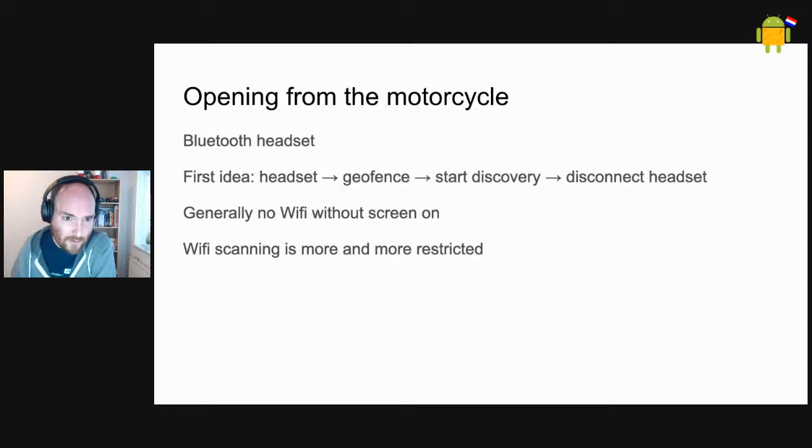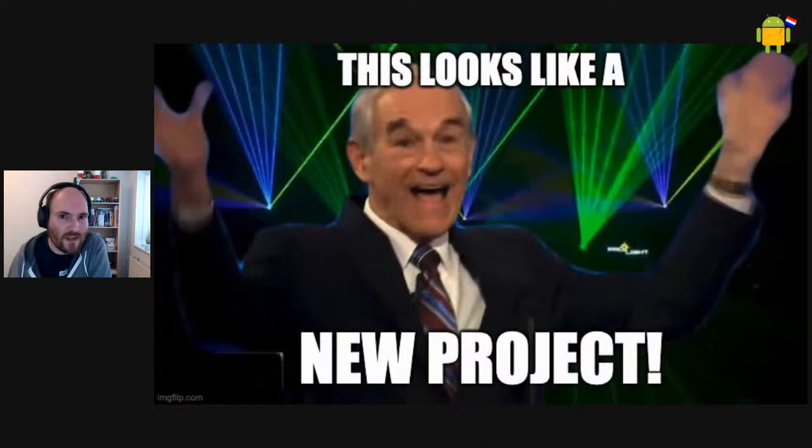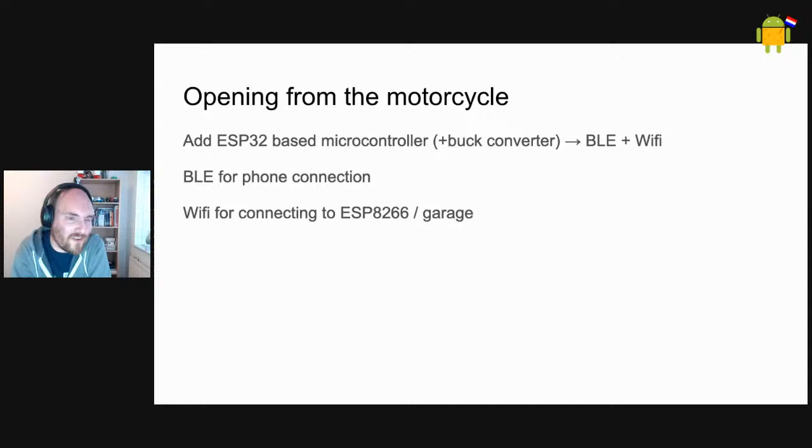And yeah, because I was working with electronics anyways, it looks like a new project. Yes, more projects. So opening from the motorcycle. So what do you do if you have a problem with a microcontroller? You put more microcontrollers in your project. So what I did is I added another type of microcontroller, this time an ESP32-based microcontroller with a little power converter, and I built that into my motorcycle.